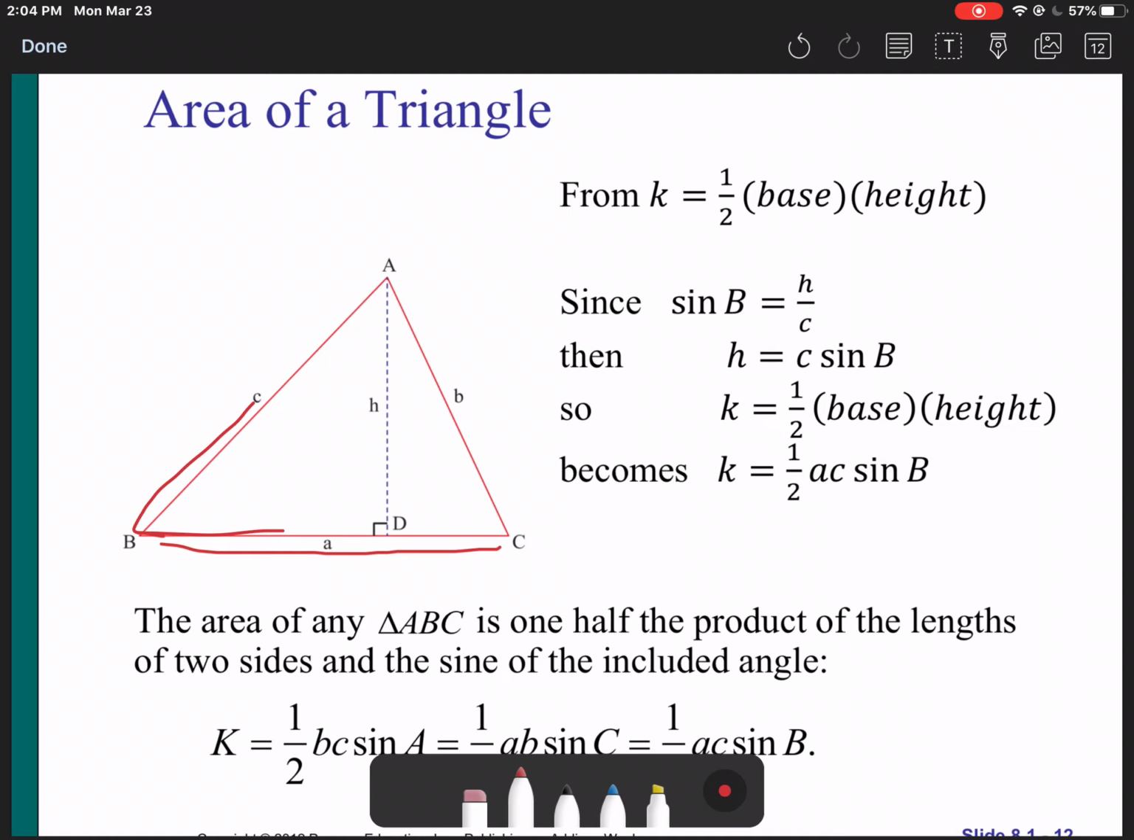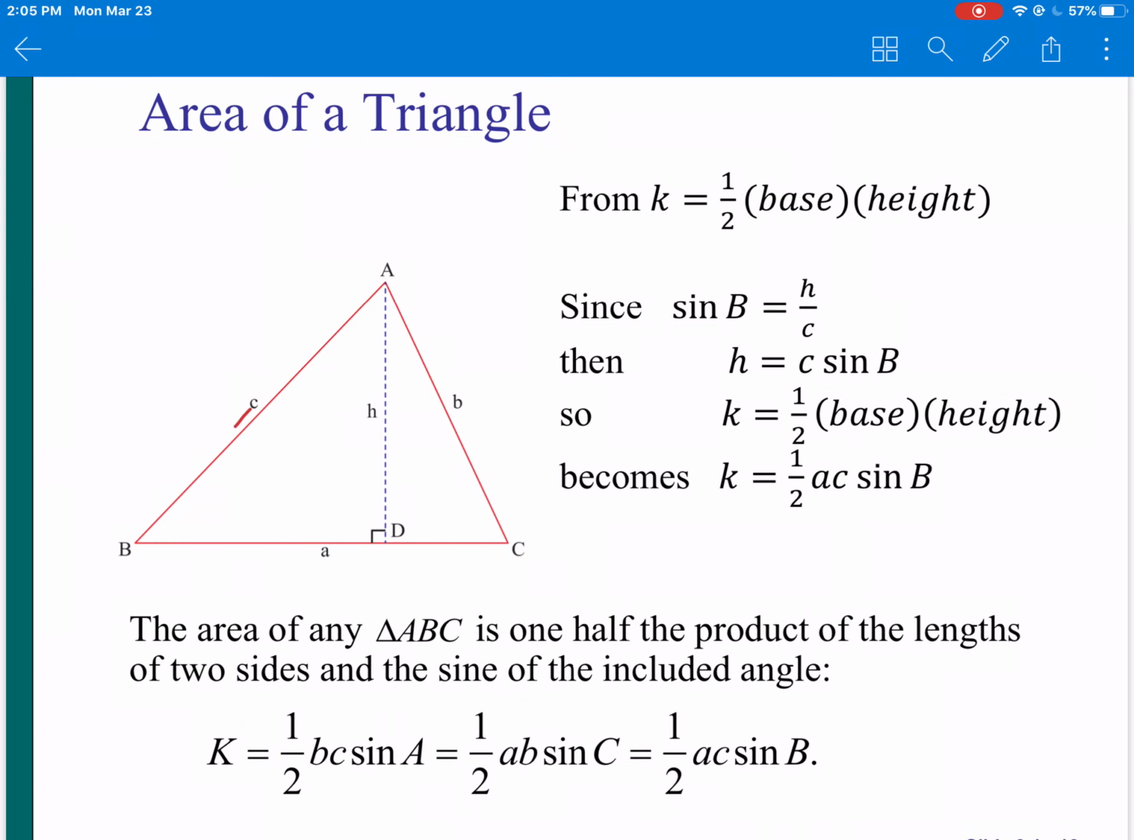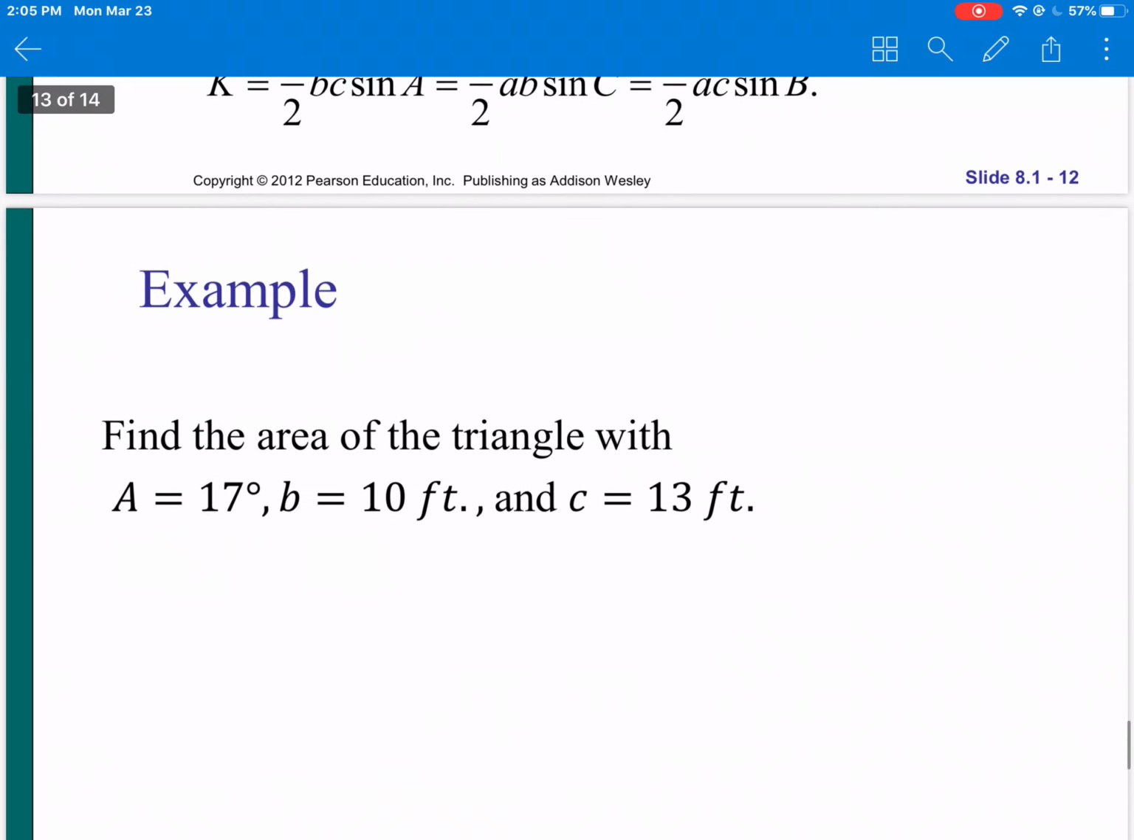And so again, just generically, any two sides and the angle included between those two. So 1/2 BC sine A, 1/2 AB sine C, 1/2 AC sine B, all arbitrary, just depending on how the sides are labeled. But it's two sides and the angle between the two sides. Right? So that gives us a pretty straightforward little formula.